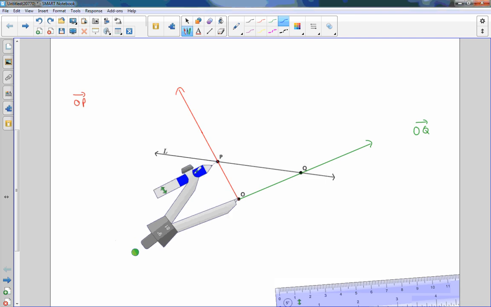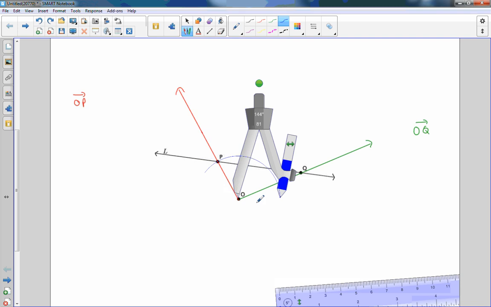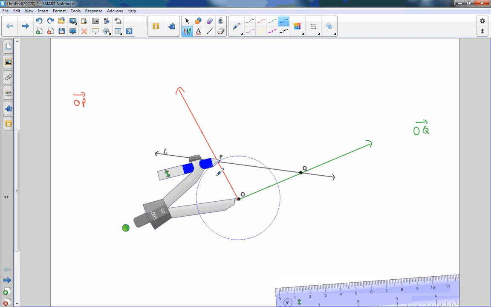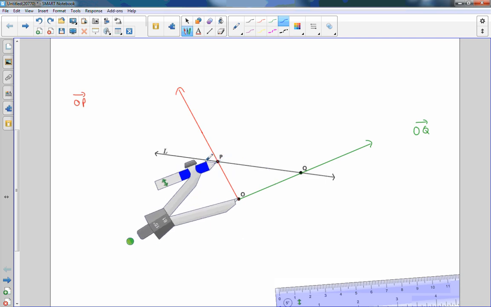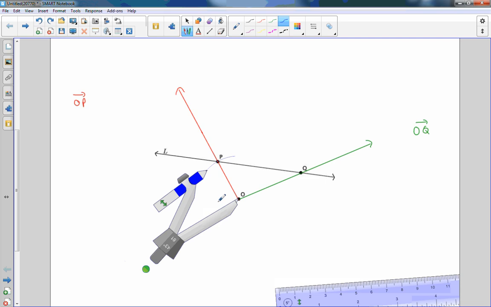So I'm going to draw a small arc right there. Now think of this as, if I went all the way around, that would be a circle with a radius of OP. I did that just to show you what we're doing, but I'm only going to do this small arc here, just to show a portion of that circle with a radius of OP.